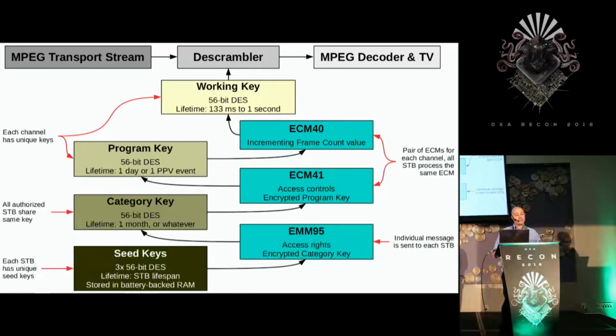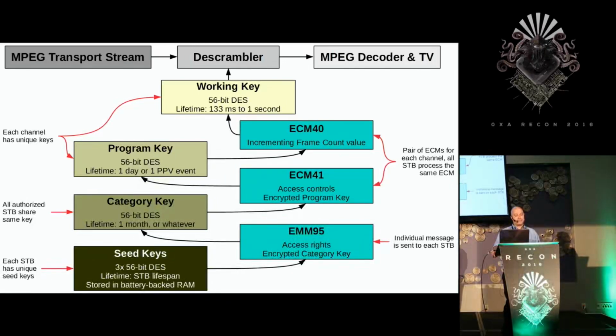The key used for decryption alternates between even and odd. The odd key is in use while the even key is updated. Then while the even key is in use, the odd key is updated. An encrypted transport stream is sent via the cable or satellite. It passes through the descrambler inside the ACP, the access control processor, and the result is a decrypted transport stream that can be played by the MPEG decoder. This descrambler uses a working key.